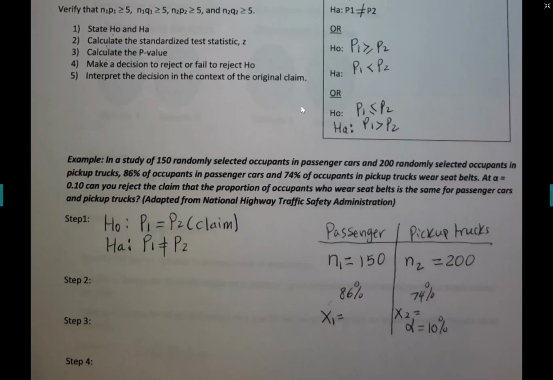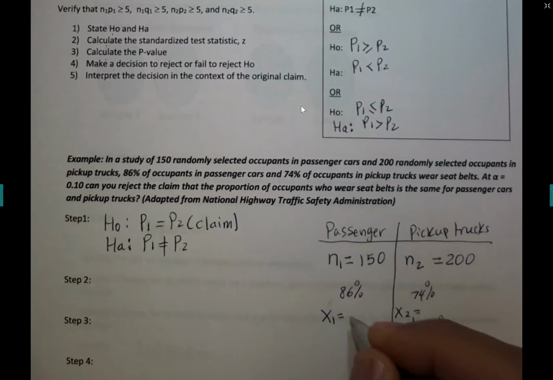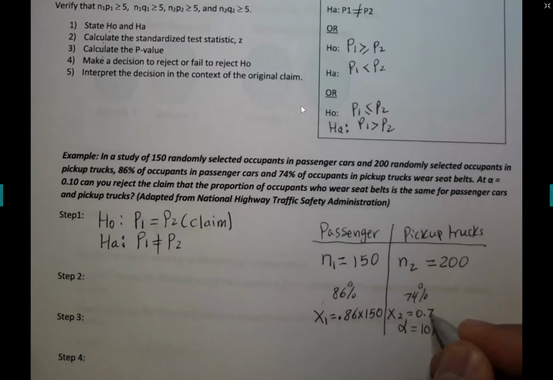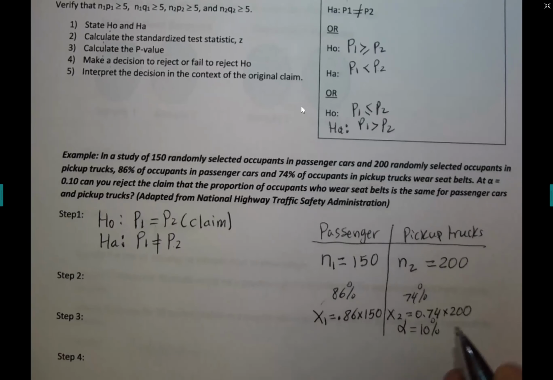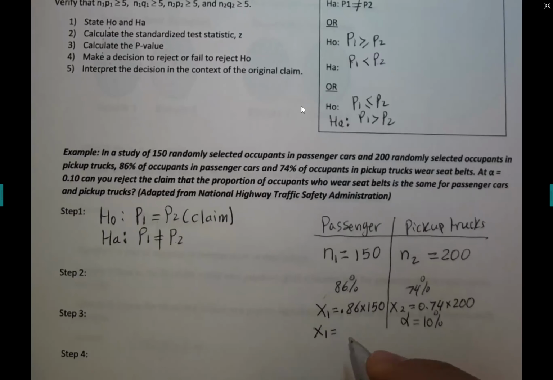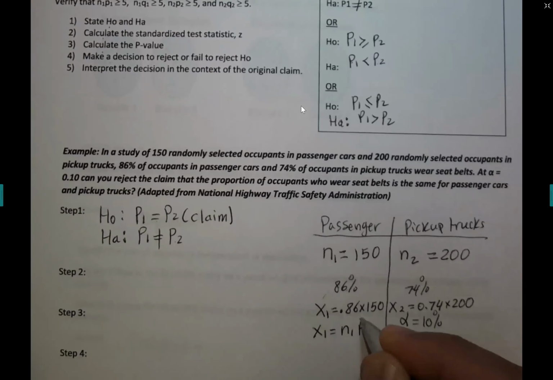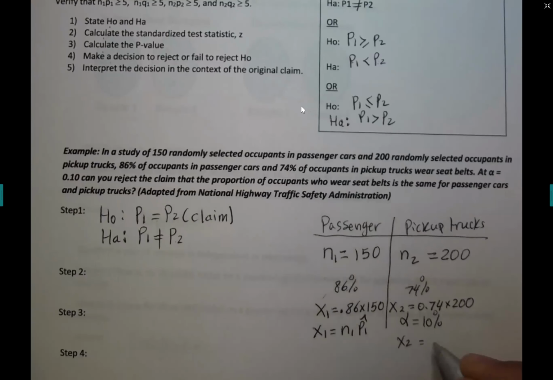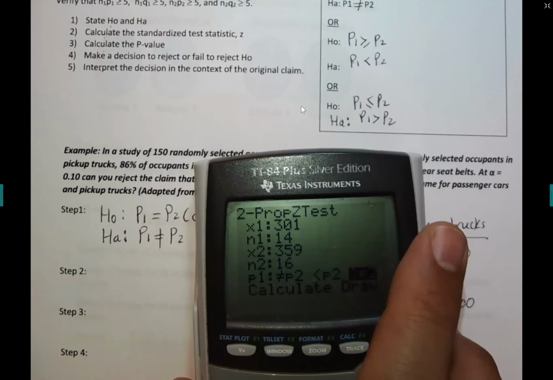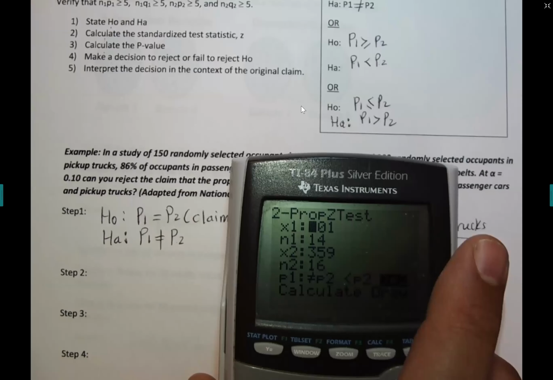Yes, you are correct. I got students telling me you take the 86% and multiply by 150. That is exactly the case. And here it will be 0.74 times 200. So if he gives you percentages instead of the X values, make sure to take the percentage and multiply by the total. So if you want a formula for X1, it is N1 times p1 hat, and X2 is N2 times p2 hat. Okay, great. You can do it on the calculator as well as we progress here. So X1 is going to be 0.86 times 150.